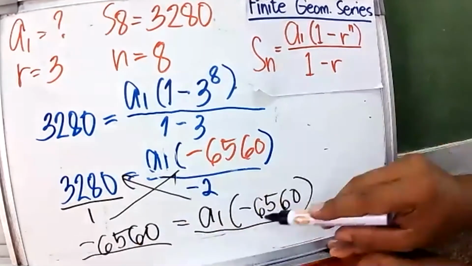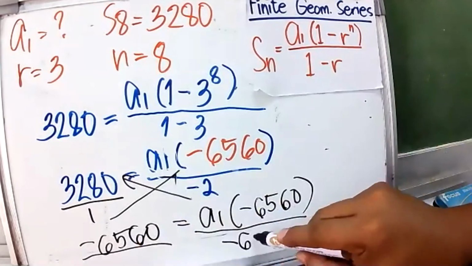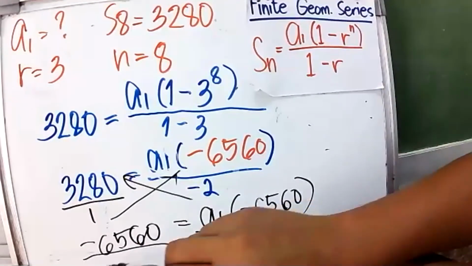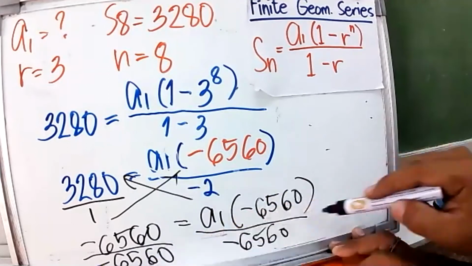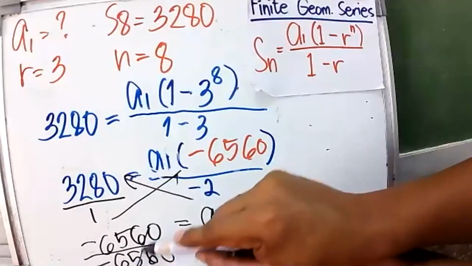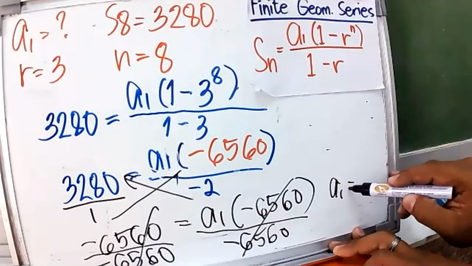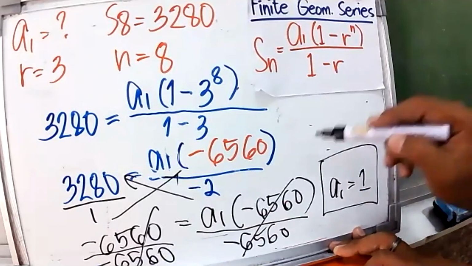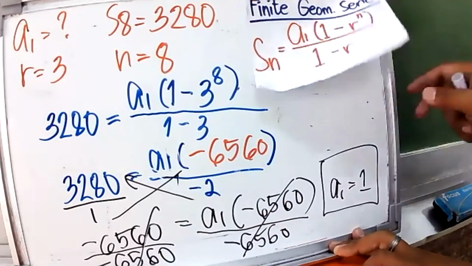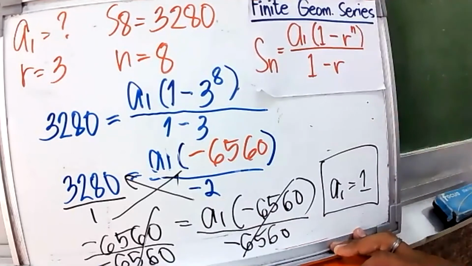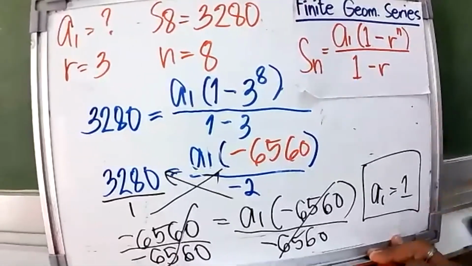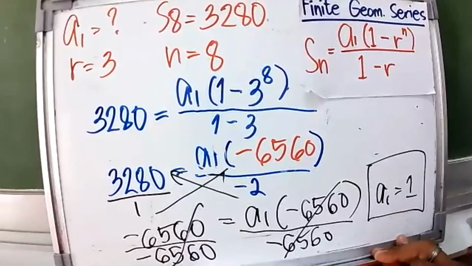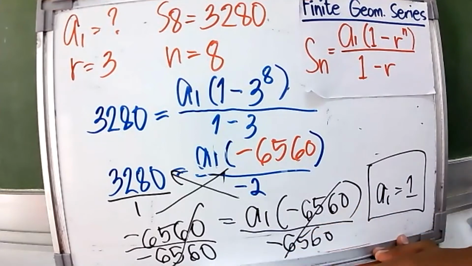That's negative 6,560. Divide both sides by negative 6,560. And of course, cancel, cancel. Your a sub 1 is equal to 1. That's another possible solution. Whichever is easier for you. Okay, to those who would like to copy the process, gets na po? Okay, shall we have another example?